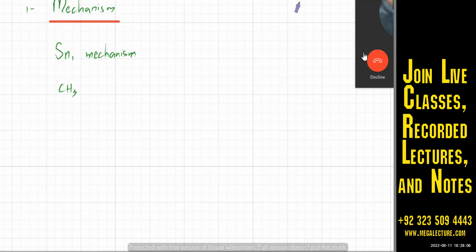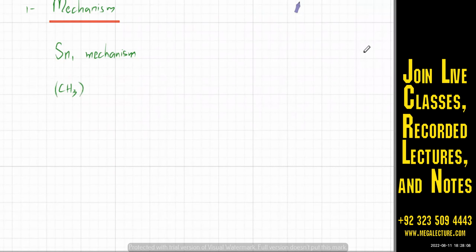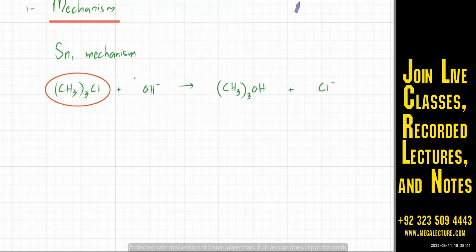In that case, you had a tertiary halogenoalkane and you reacted with OH ions. They underwent a reaction and the Cl got displaced by OH. That was the reaction. That's a simple reaction, right? And you've got two reactants. One of them is this one. The other one is OH minus.